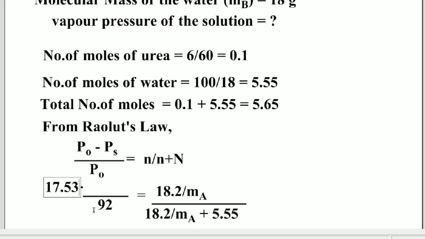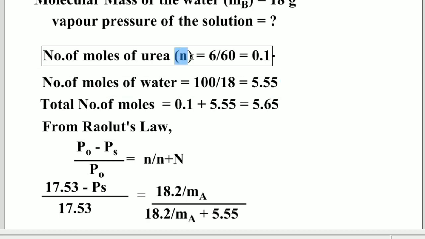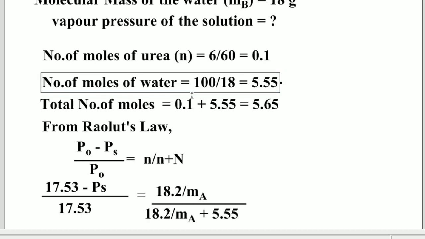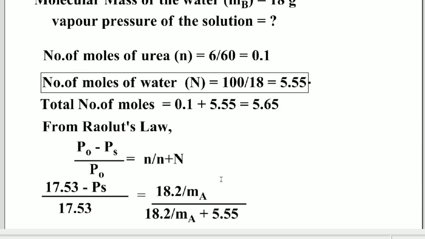So 17.53 minus PS divided by P naught, which is 17.53, is equal to the number of moles of urea, that is small n. Similarly, the number of moles of solvent, or the number of moles of water, is capital N, which is equal to 5.5.